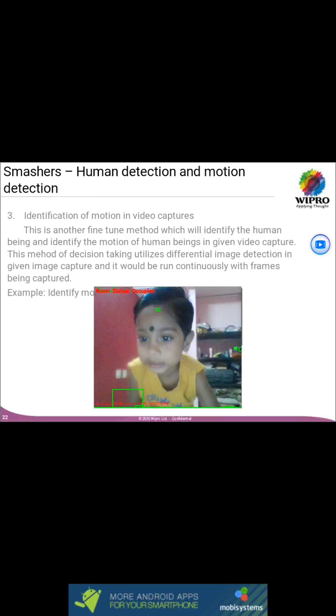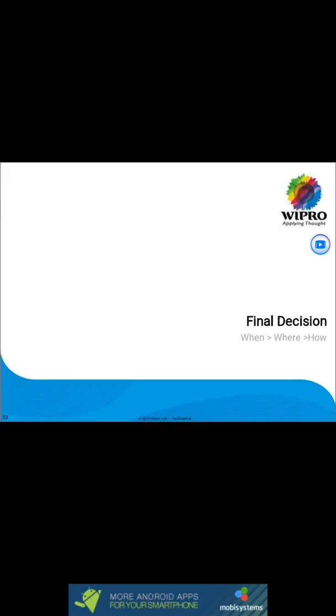Third comes the video capture. This is another fine-tuned method which will identify the human being and the motion of human beings in a given video capture. This method of decision taking utilizes differential image detection in the given image capture, and it would be running continuously with frames being captured.